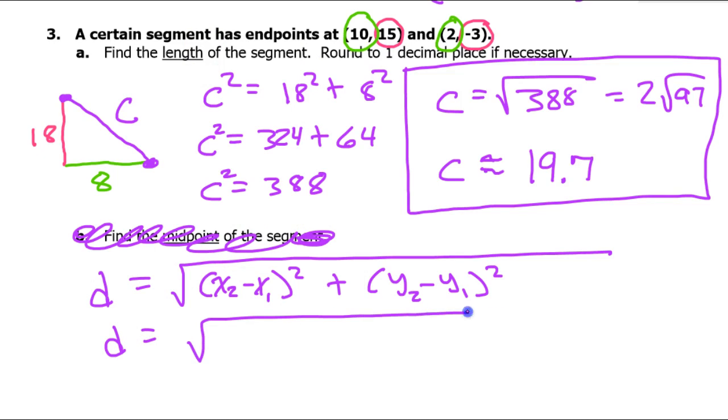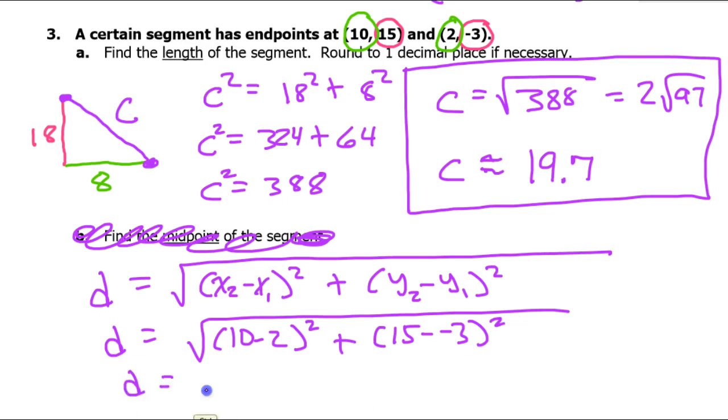Okay, so now watch what happens. I'm going to do x minus x. So I'm going to do 10 minus 2. So I've got 10 minus 2 squared. And then I'm going to do y minus y. So that's going to be 15 minus -3. All right, be careful. It's not 15 minus 3. It's 15 minus -3 squared. But watch what happens right now.